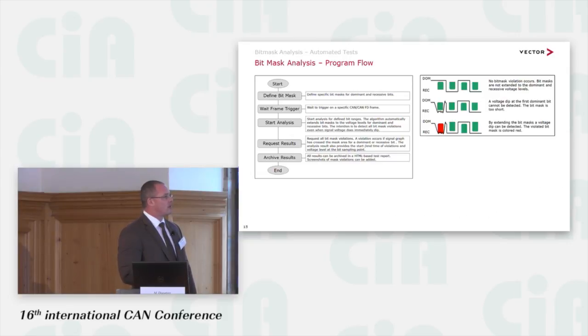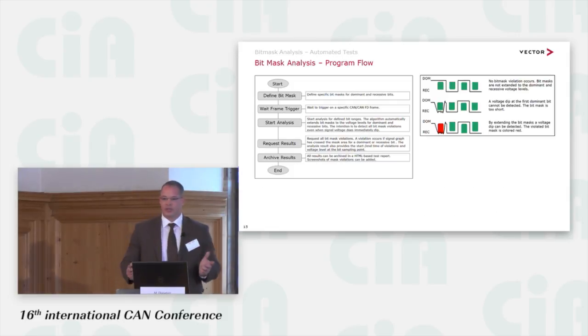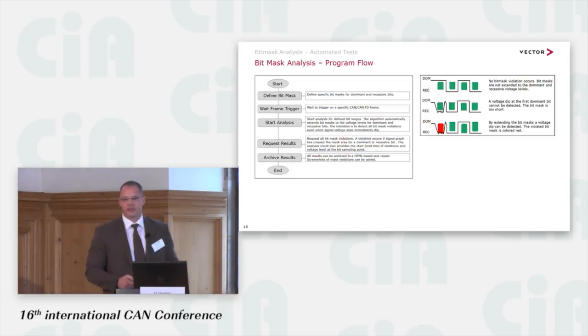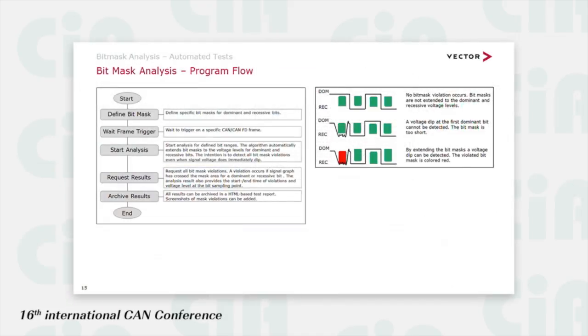In the next step, a voltage dip occurred on the first bit, but it wasn't detected by the algorithm. Therefore, the algorithm extends your user-defined bit mask to the recessive and dominant bus level, as shown in the third picture, and then we can detect all bit mask errors in detail.